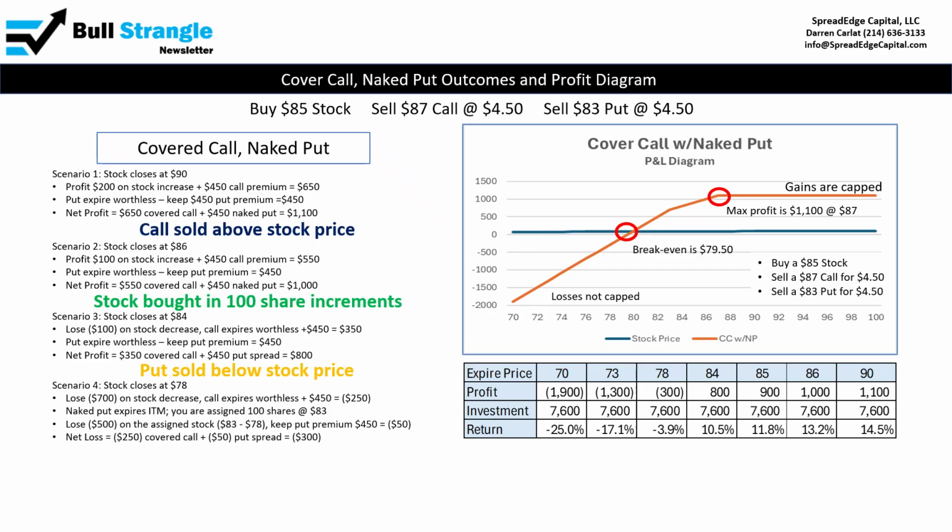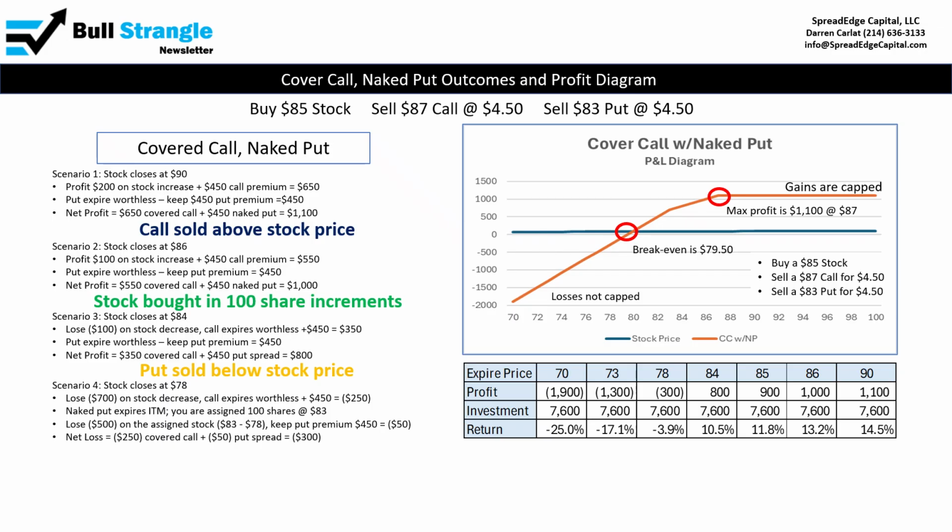The next scenario is if it closes below the put strike. Here I'm looking at it dropped all the way down to $78. That's well below the put strike. So we are going to lose $700 on the stock decrease, but the call does expire worthless. The naked put expires in the money, so we are assigned 100 shares at $83. So we bought more, which adds to our loss, of course. We lose $500 on the assigned stock, but we do keep the premium of $450. So the net loss on all of this is $300.